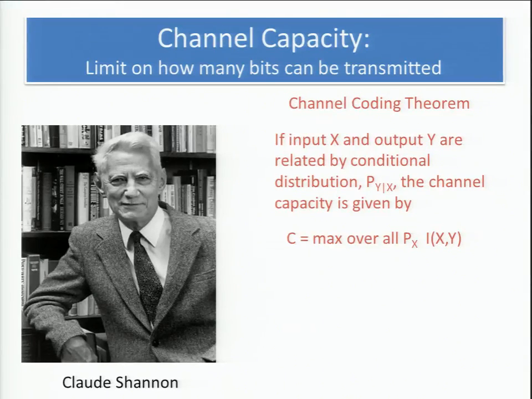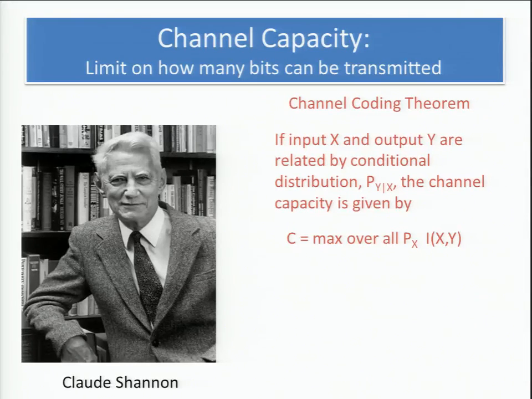So now there is an input X and an output Y, and both are related by a conditional distribution like this, which means I give you an X and Y can occur with some probability, and that is what is represented by this conditional distribution P of Y given X.